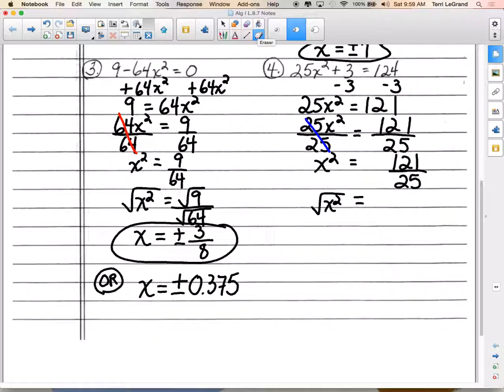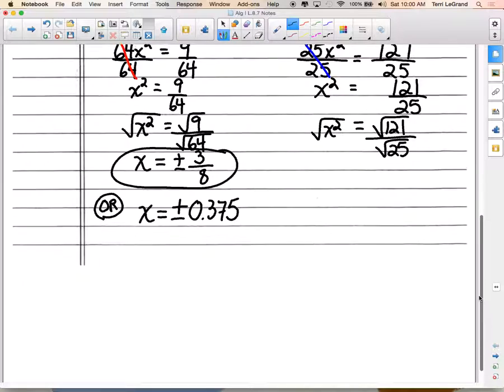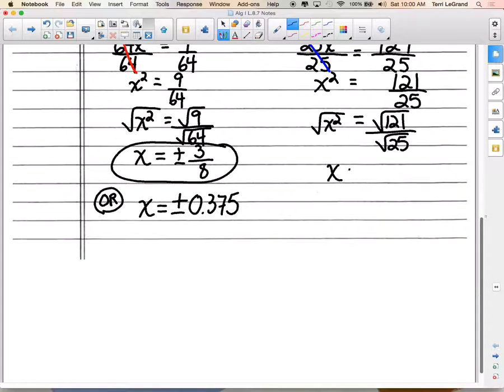Silly me. Now we're going to introduce the radical sign. We're going to take the square root of x squared. We are going to take the square root of 121 over the square root of 25. Everything gets a radical sign. Now we want our positive or negative, because when we take the square root, we get a positive and a negative. Square root of 121 is 11. Square root of 25 is 5.